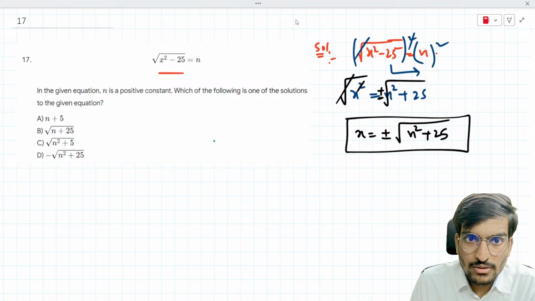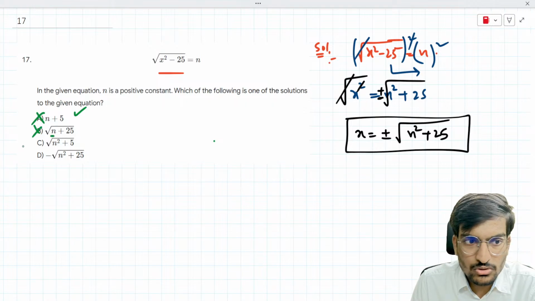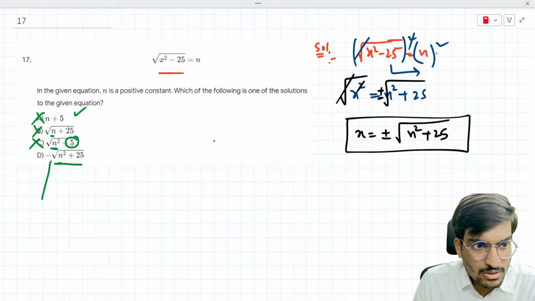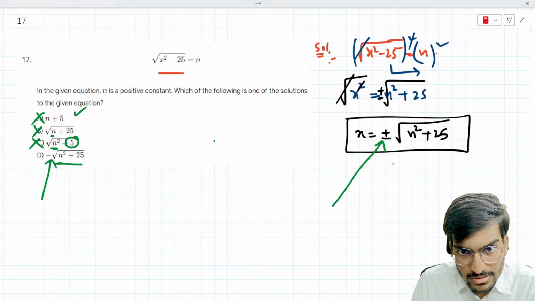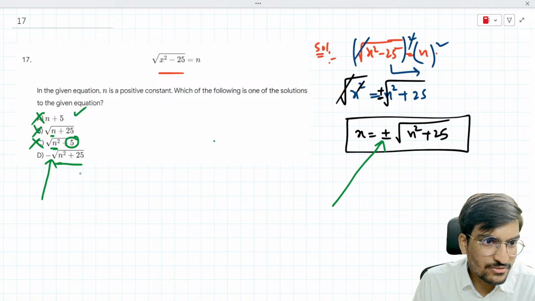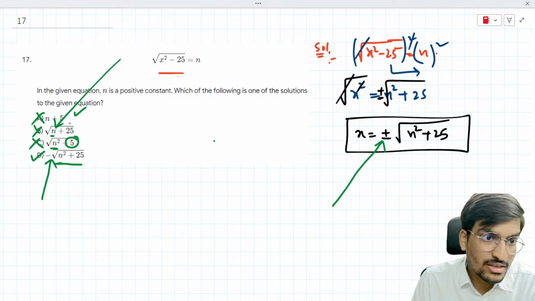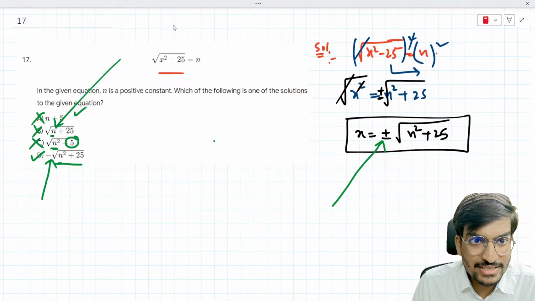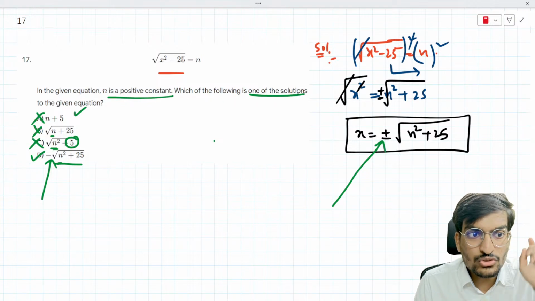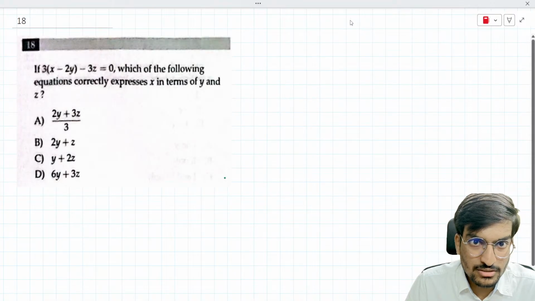So let's see, where is this option? Here there is no root, so not true. Inside, n square is not there, not true. Inside, n square plus 5 is there, not true. Inside, n square plus 25 is there, but here negative is there. Yes, we have two answers, positive and negative. So it is option D. Okay, fine, sometimes it happens. It's not n in the option, it is n square. We got n square. And they said n is a positive constant, one of the solutions to the given equation. So that will be one of the solutions, option D.